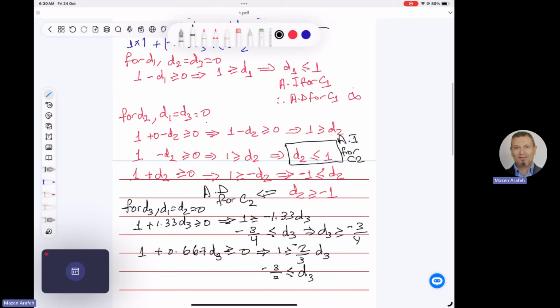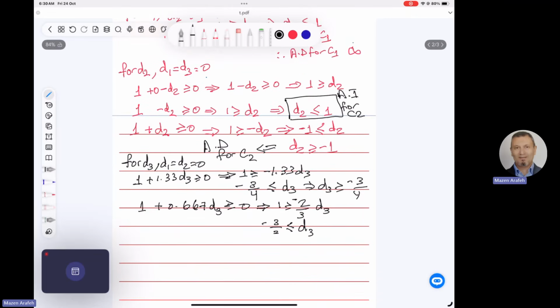So now with these two, how would we choose between the two? I have negative 1.5 and negative 0.75. So we choose the negative 0.75. So the allowable decrease is 0.75 because of the negative value.